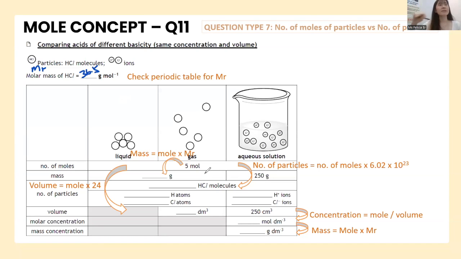So now let's answer the question. Same concept still, about the number of moles of particles versus number of particles. For example, if my question gives you 5 moles of HCl, just in general, similar to what I wrote just now. In this case, we find the mass of HCl. How to find mass? This one I think you all should know, right? Mass is mole times Mr. So just take 5 times 36.5. And how much do you get?